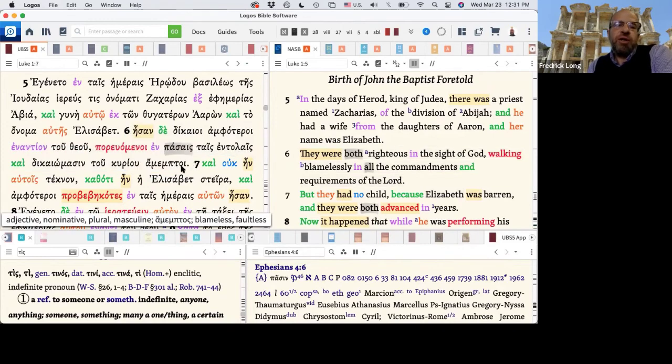The omicron iota is two sound and kep. Okay, so de always go to the conjunction now. This is progressing the idea. There's a new step in the unfolding narrative. De marks a new development.